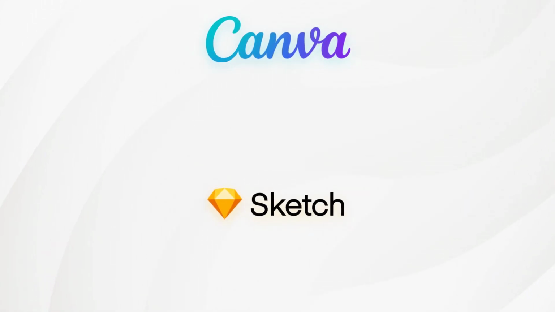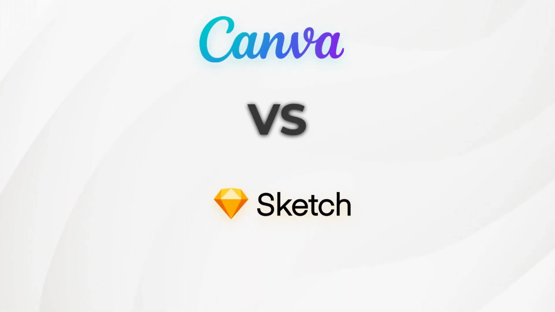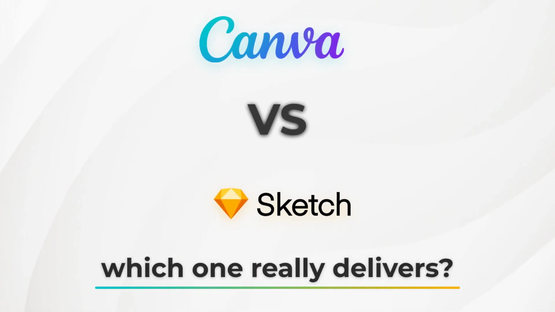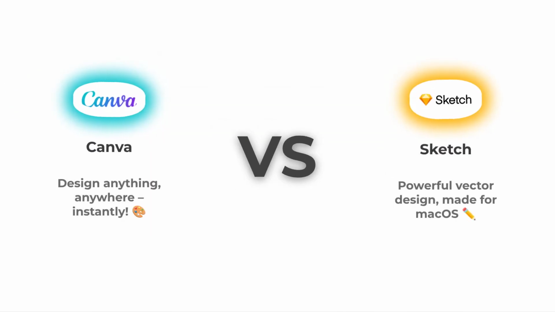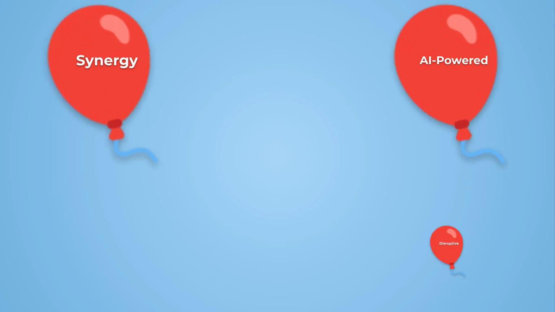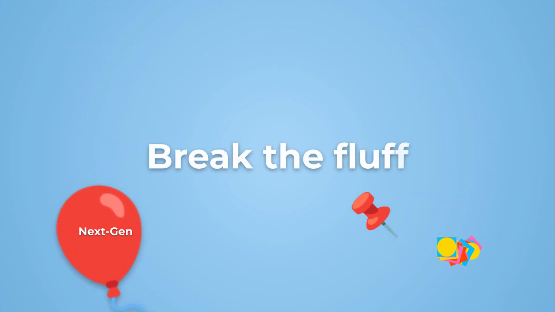Two standout design platforms. One big question: which one really delivers? On the left, Canva: design anything, anywhere, instantly. And on the right, Sketch: powerful vector design made for macOS. Let's skip the buzzwords and get to the real stuff.